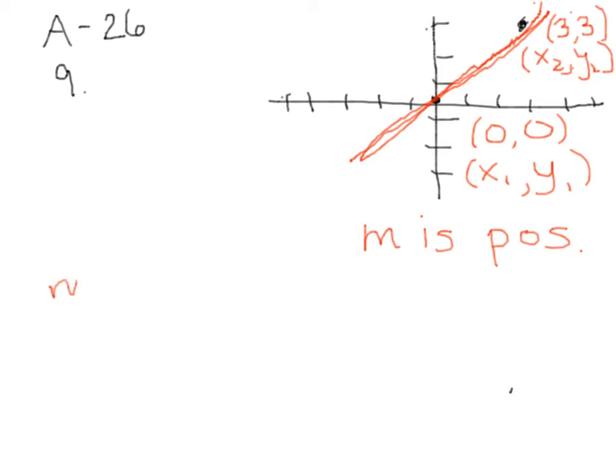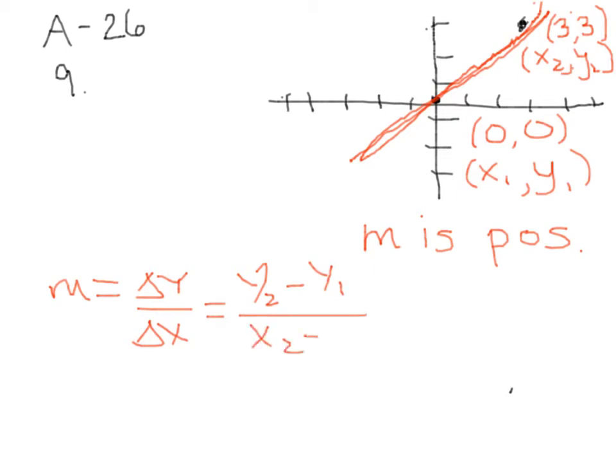All right, now we'll go ahead and actually calculate the slope. So once again, the slope is the change in y over the change in x. So that's going to be y2 minus y1 over x2 minus x1. So I just arbitrarily assigned my points. I made the point 0, 0 x1, y1, and I made the point 3, 3 x2, y2.